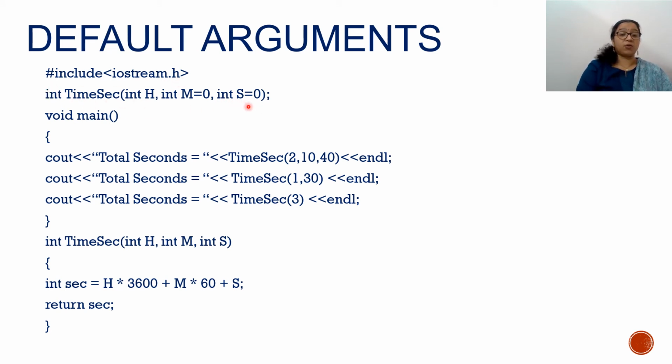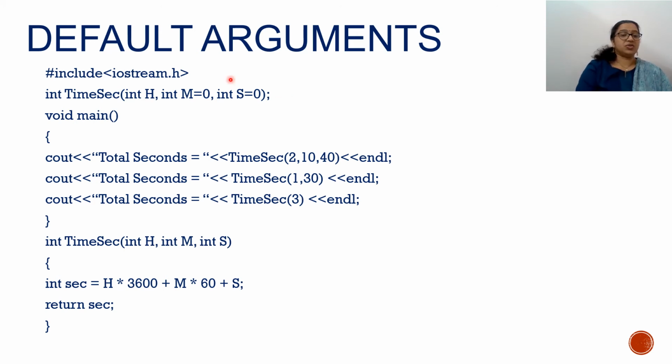So here I use the prototype: int timeSecond(int h, int m = 0, int s = 0); So this is the prototype. Prototype means function declaration. If you are using a function declaration statement in a program and if you are using any default arguments, we need to set the default arguments in the function declaration itself. Understood? That is a very important point.